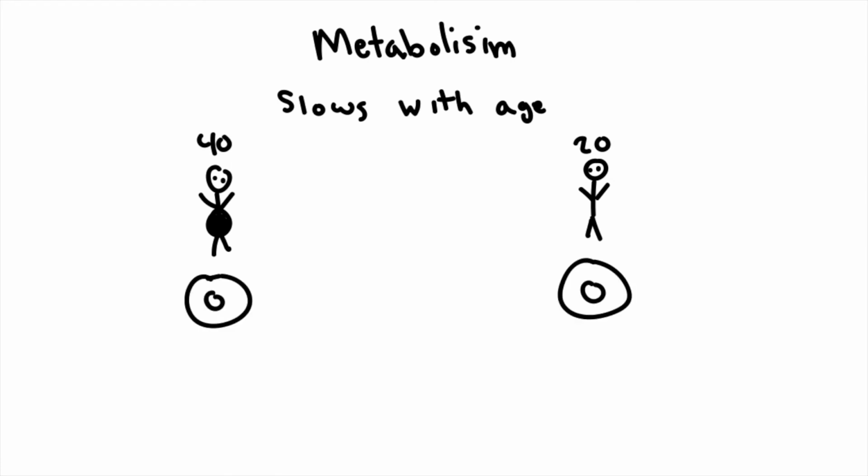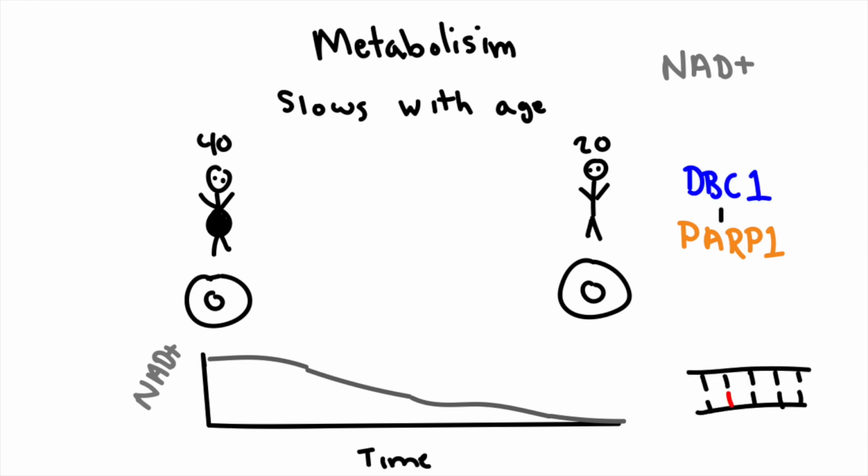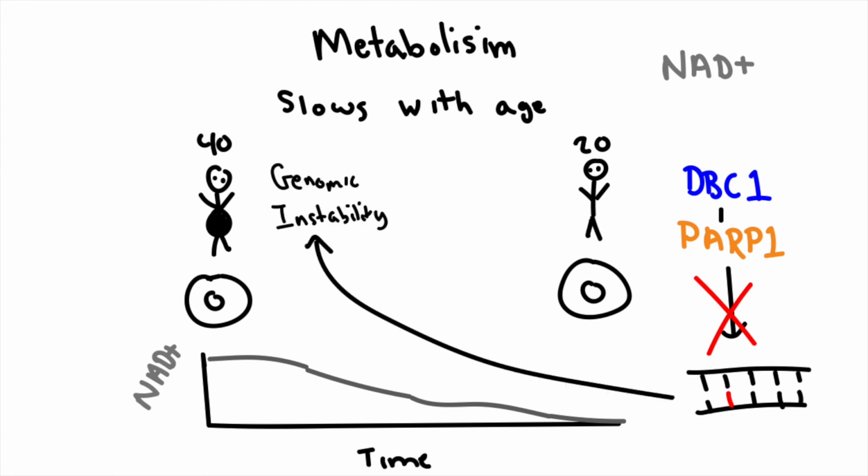Throughout your life, NAD+ levels decrease. In addition to having slower cellular metabolism, this also means that there is more PARP1 bound to more DBC1. As a result, less DNA damage is being repaired, and when less DNA damage is being repaired, there is greater genomic instability and a more likely chance of developing weak, senile, or cancerous cells.